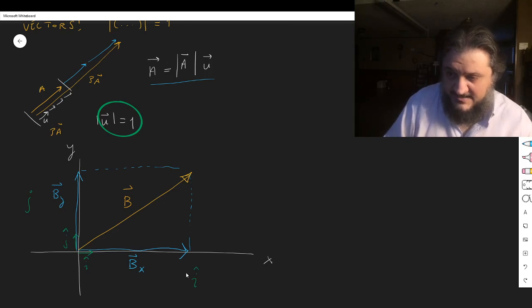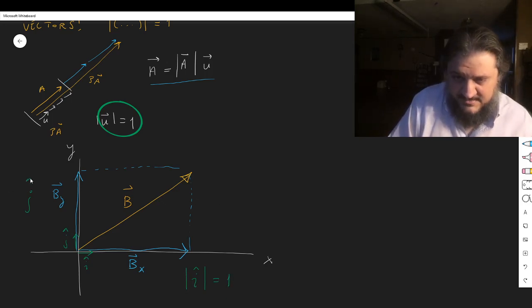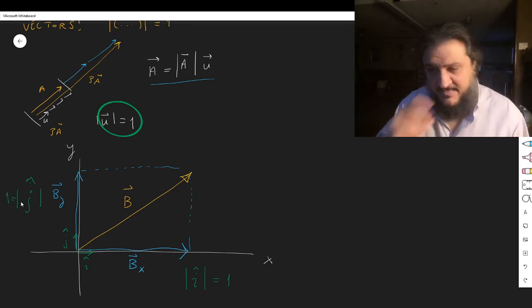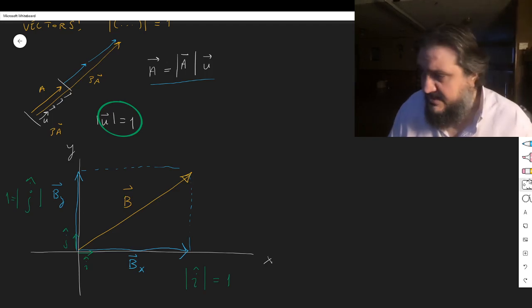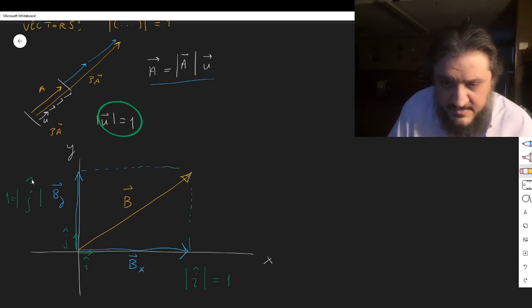So i hat is the unit vector. Its length is equal to 1. j hat is the unit vector. Its length is equal to 1. All right? I don't know why I put a dot there. Let me fix it.